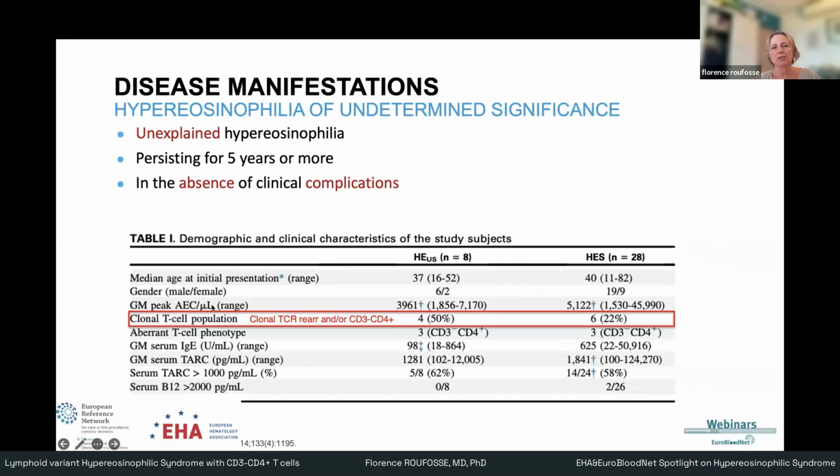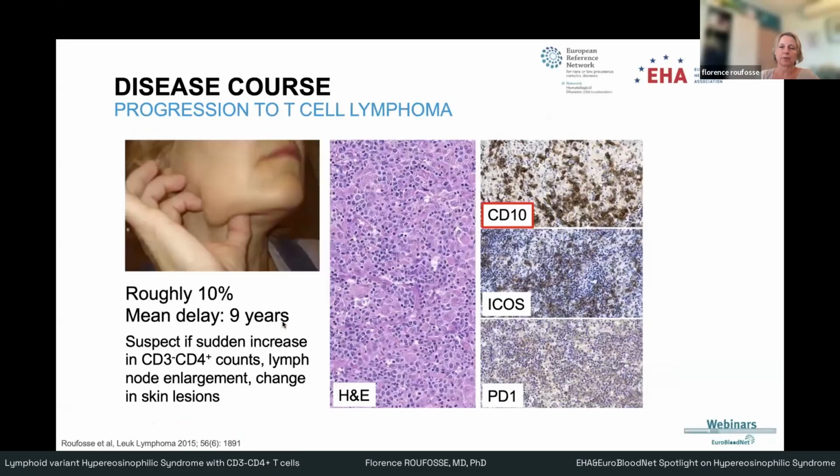Among some of these patients, you will find a very, very small category who actually have lymphoid variant hypereosinophilic syndrome. And it's quite typical, and we have a few cases like this, where patients will remain asymptomatic for many, many years, despite the fact that they have high eosinophil levels in their blood. They do have detectable CD3 negative, CD4 positive T cells, and they remain without symptoms. But the majority of these patients will eventually develop some form of clinical manifestation of disease.